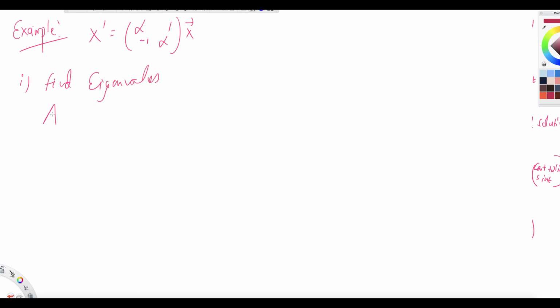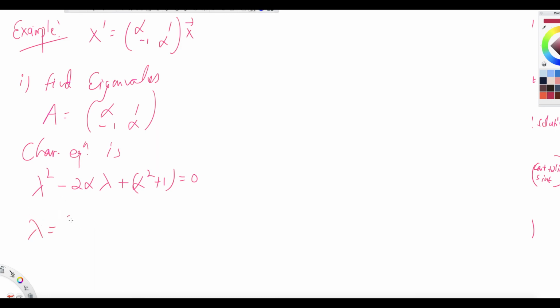Here A equals alpha 1, -1, alpha, right? What is the characteristic equation? The characteristic equation is lambda squared minus 2 alpha times lambda, plus the determinant, which is alpha squared minus (-1 times 1), so plus 1. So it is alpha squared plus 1 equals 0, right?